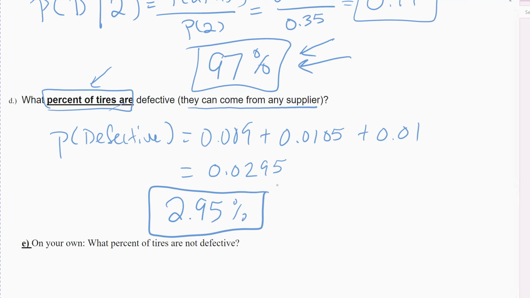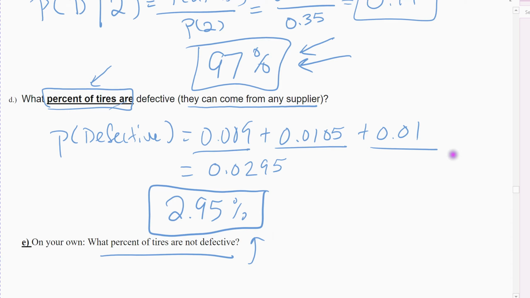Alright, 2.95%. Some of them came from the first, some from the second, and some from the third. We're looking at all of the tires. If I randomly pick one of my tires, and they can come from anywhere, almost 3%, 2.95% of them are defective. Alright, on your own, what percent are not defective? Which is the complement to that.